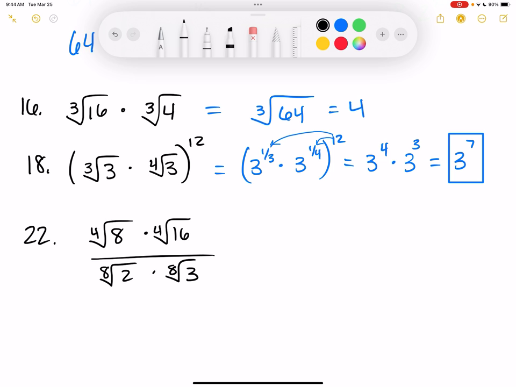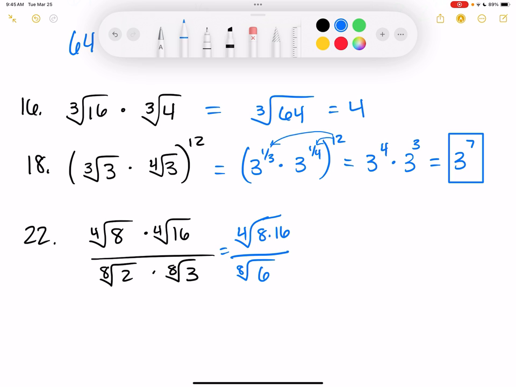I mean, should I? It's going to be a fraction, and I'm going to work across, so you probably would be okay, but it's up to you. All right. So on top, what I would do is multiply these things inside. So this would be the 4th root of 8 times 16 over the 8th root of 6. It's the 4th root of 128.